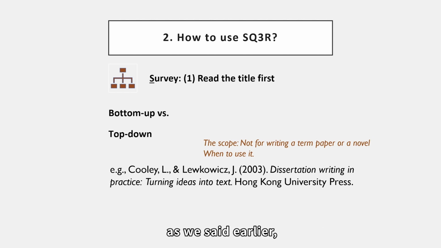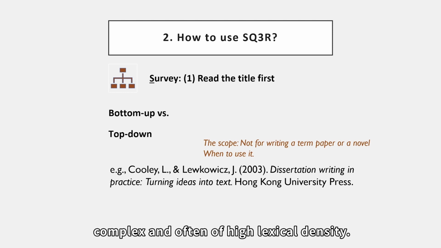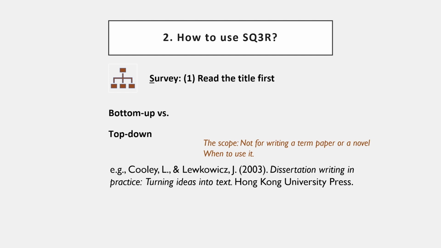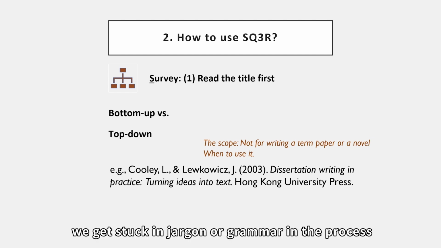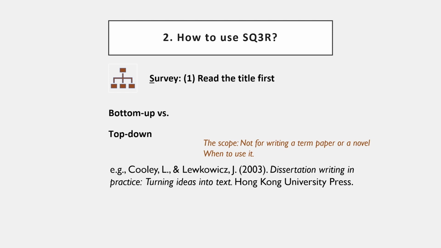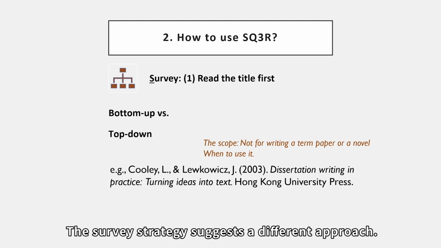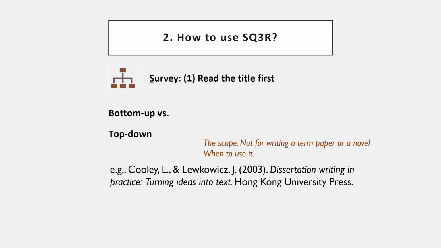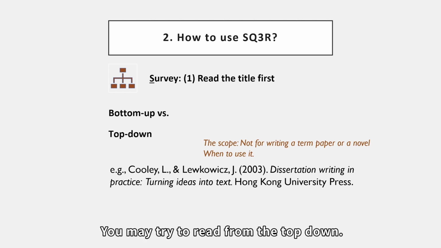However, as we said earlier, academic articles are complex and often of high lexical density. So it is quite common that we get stuck in jargon or grammar in the process and lose the whole picture of the text we are reading. The survey strategy suggests a different approach. You may try to read from the top down.